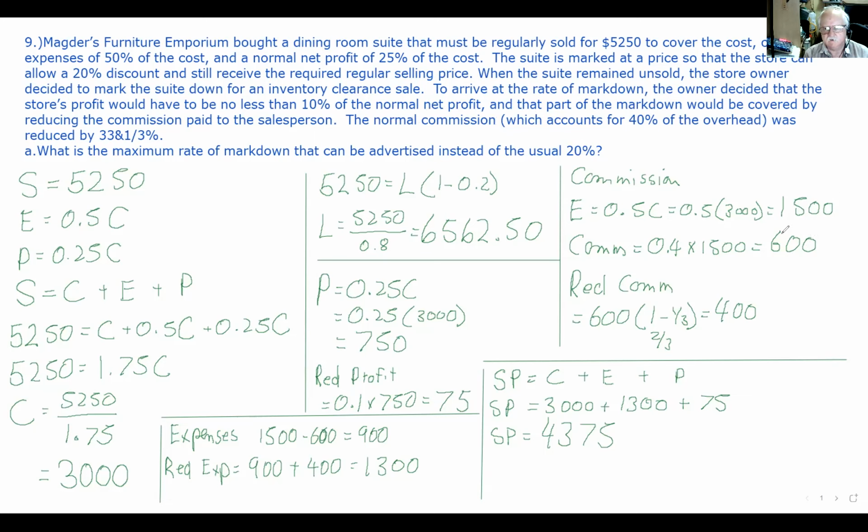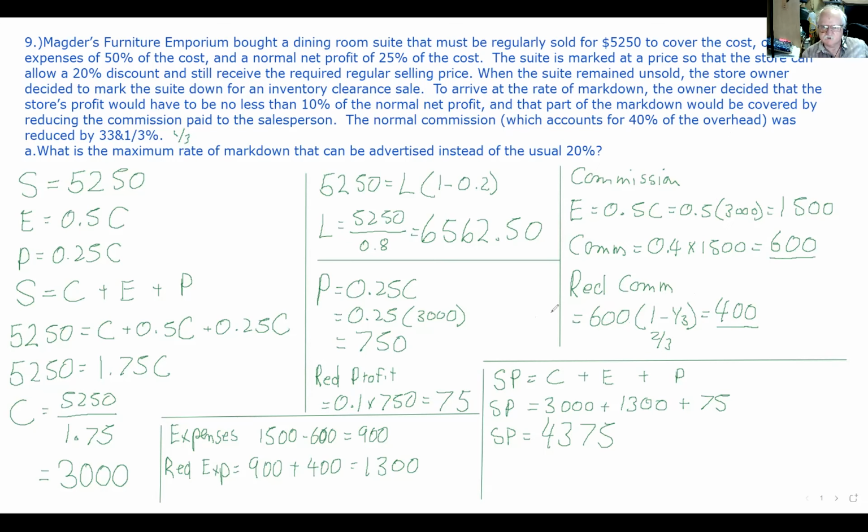Yes. Yeah. And then they told us that the commission was reduced by 33.33%, which is 1/3. So if this was 600 and they reduced it by 1/3, in other words, the salespeople are still going to get 2/3 of their commission, but it's been reduced by 1/3, they're down to getting 400 instead of 600.